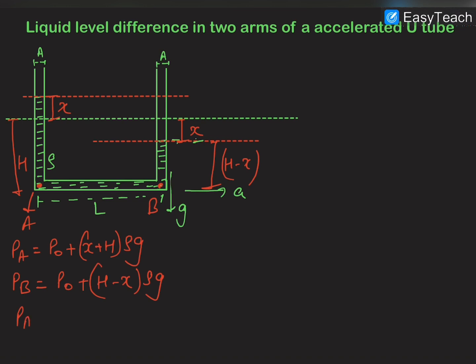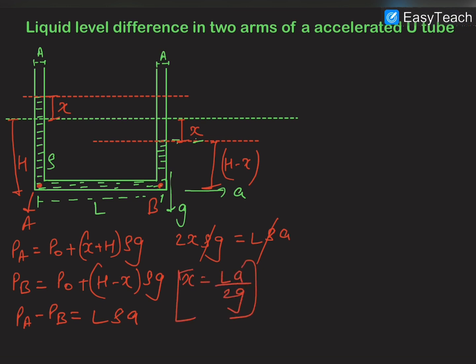So it would be PA minus PB will be equal to L rho a, because the pseudo force acting in the backward direction would be ma. So g effective in this direction is a. So PA minus PB will be 2x into rho g, you can see that. This is 2x rho g equal to L rho a. Cancelling rho with rho, x will be equal to La by 2g. So this is the value of x.